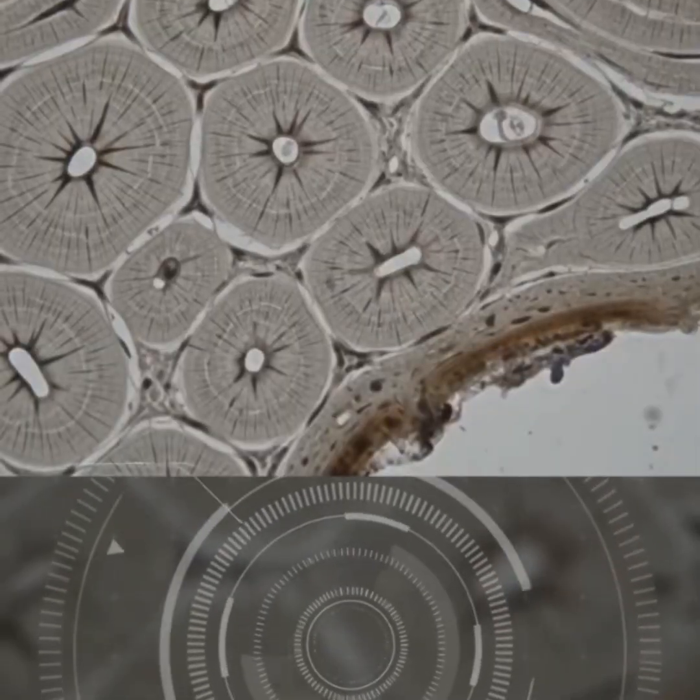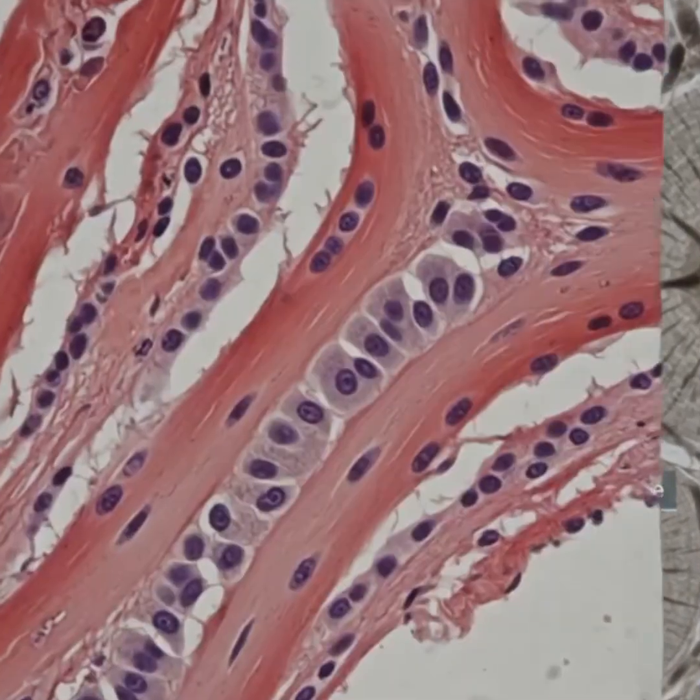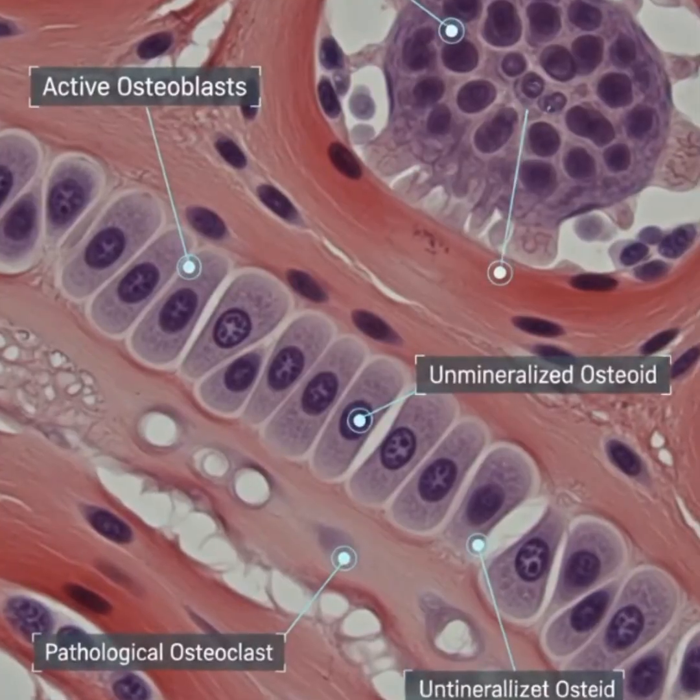Ground bone sections reveal intricate mineralization patterns. Notice the concentric lamellae and interstitial systems. Decalcified sections highlight cellular detail. Here we evaluate cell counts and pathological osteoclasts.